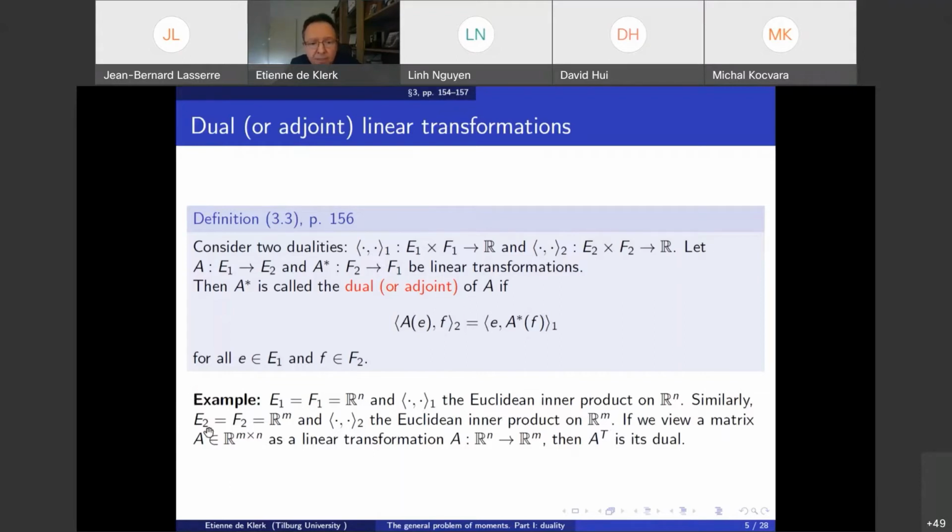So it's a good exercise for you. Just verify that in the special cases where these spaces are Euclidean, and these are also Euclidean, then we find the familiar fact that the transpose of the matrix A is the dual adjoint operator with respect to the Euclidean inner product.